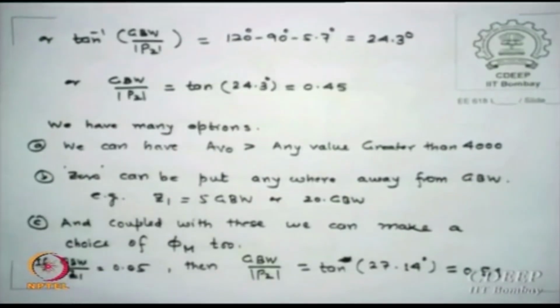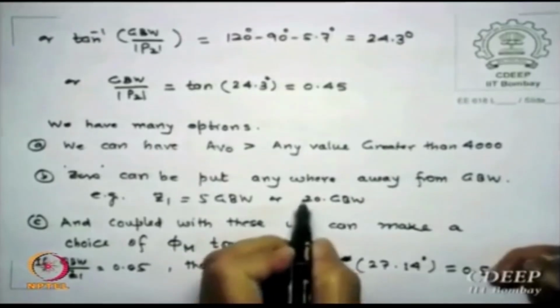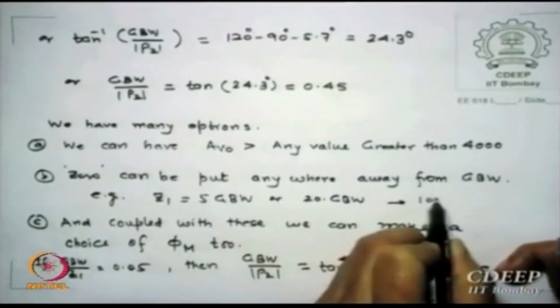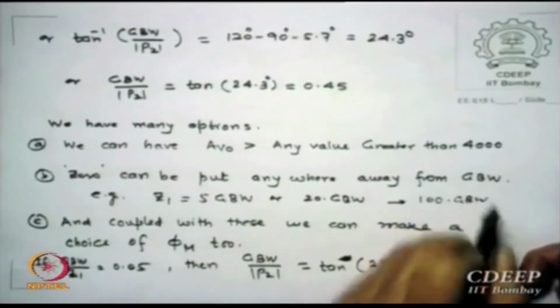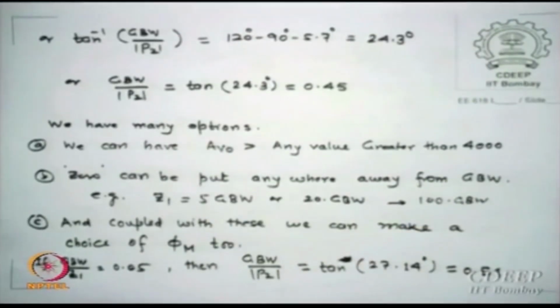Now we can also say Z1 can be any other value. Why 10? I have many other values. I have actually gone up to 100 times GBW. So I say 5 times, 10 times, 20 times, 50 times, 100 times the distance away from 0. So I have many values of Z1 which I can use, which is in my control. I can decide what value I should push.